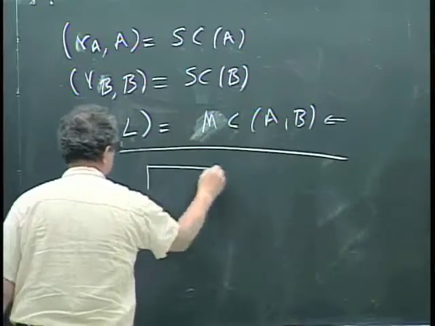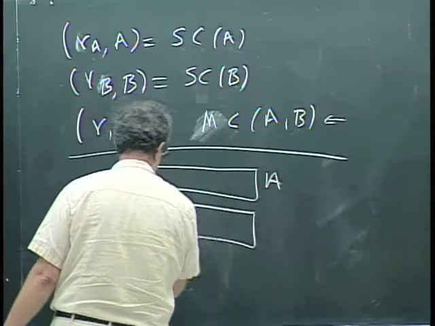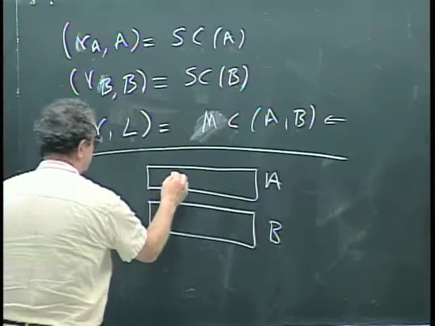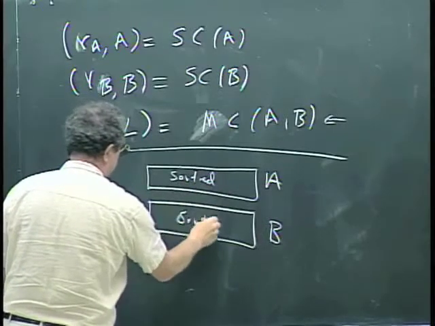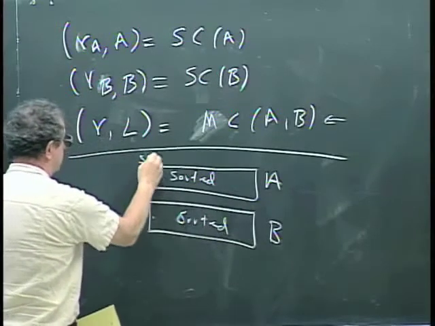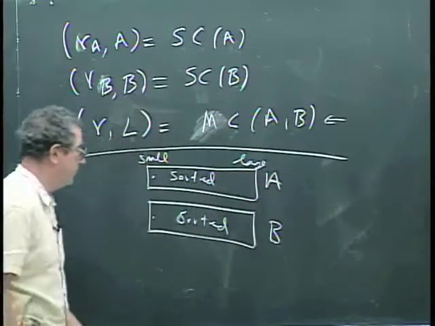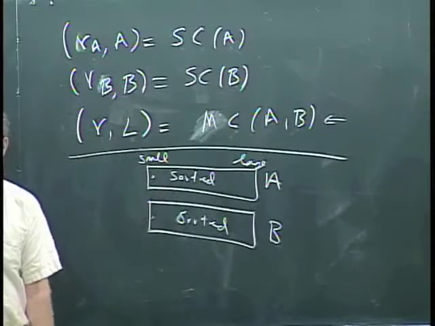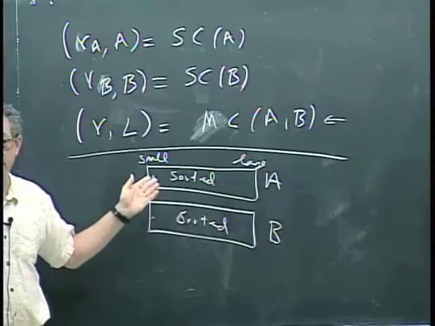Pictorially, here's list A, and pictorially, here's list B. And A is sorted, and B is sorted, right? And let's say this is the small end. These are the small elements, and these are the large elements. So what merge does is it compares the first two elements. Whichever is the smaller of those two, it outputs that and removes that element.